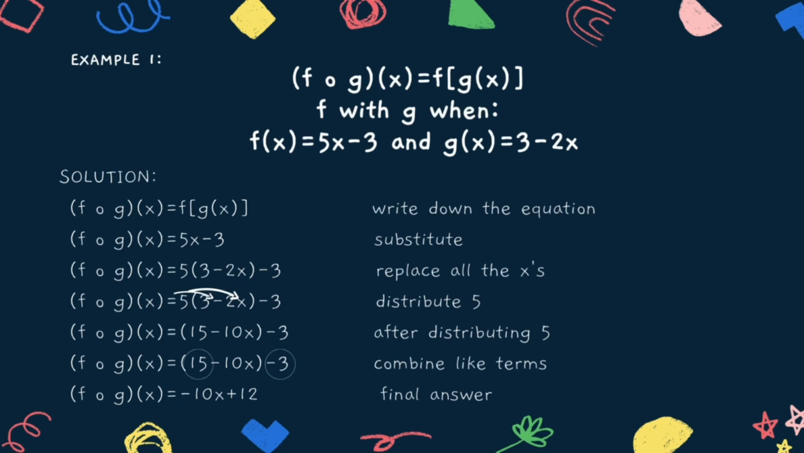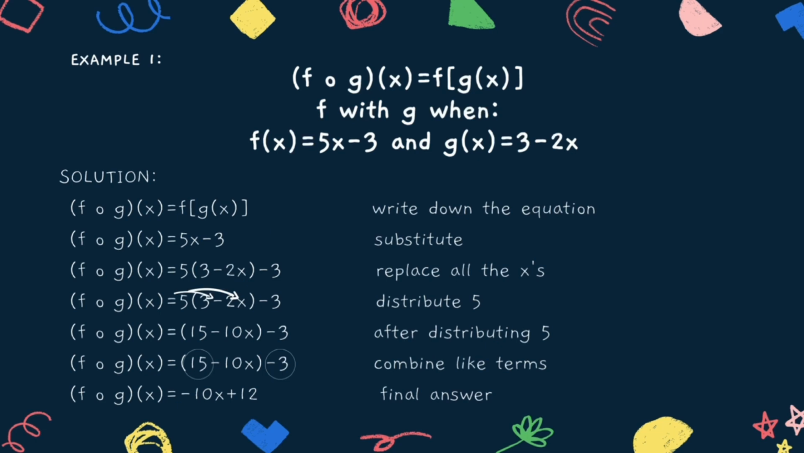For example, find the composition of f with g when f(x) is equal to 5x minus 3 and g(x) is equal to 3 minus 2x. In order to solve this, the first thing that you will be doing is writing down the equation. Write down (f ∘ g)(x) is equal to f(g(x)). Substitute f(g(x)) with the value of f(x).